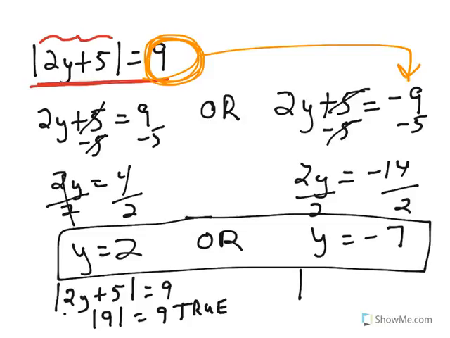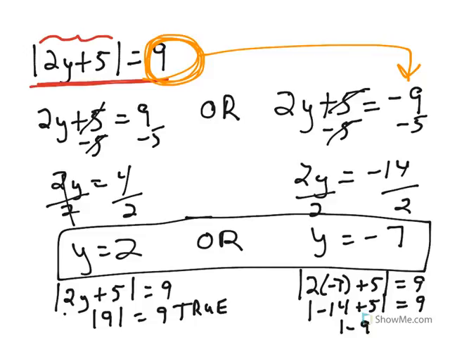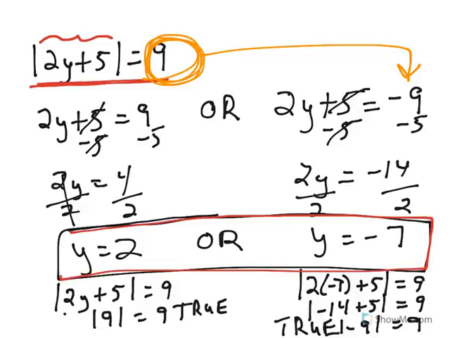On the other one, 2 times negative 7 plus 5: 2 times negative 7 is negative 14 plus 5 equals negative 9. And the absolute value of negative 9 is 9. Again, true. Therefore, both solutions work, and we have 2 answers. Y equals negative 2 or y equals negative 7. I'm sorry, y equals positive 2 or y equals negative 7.